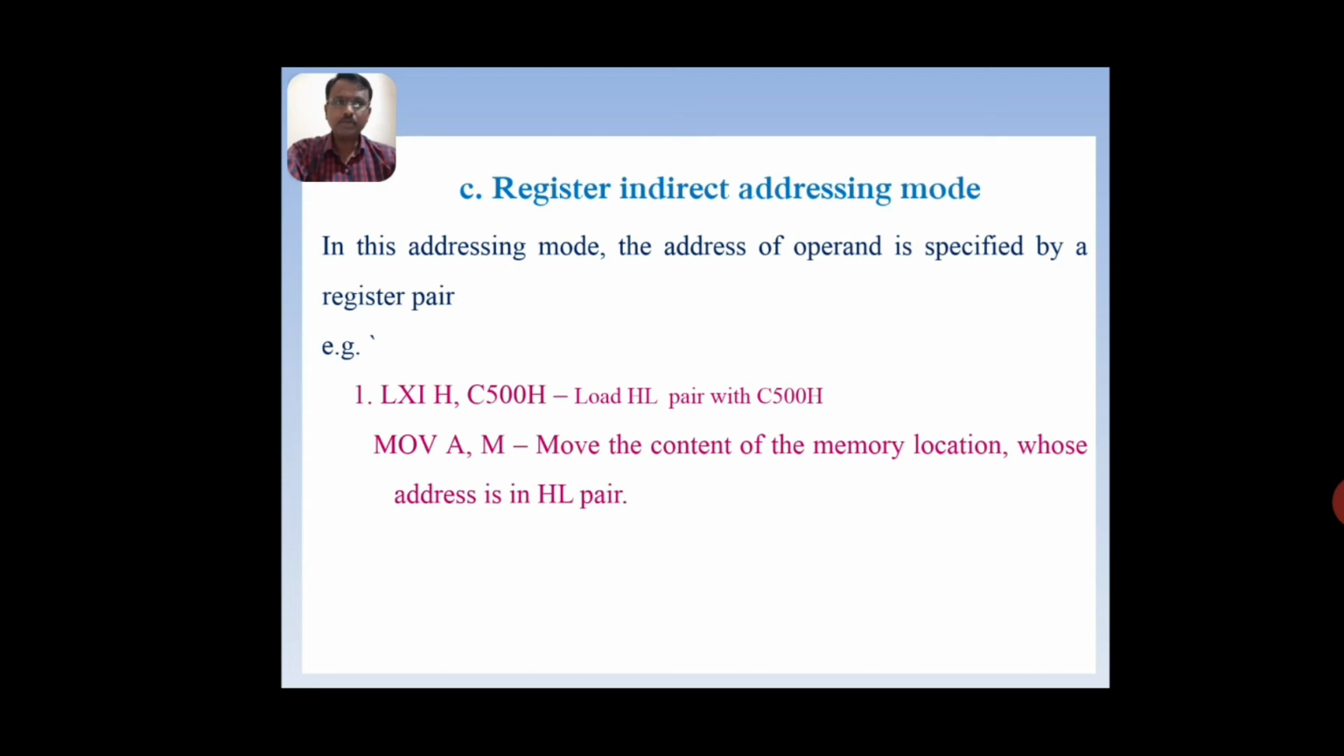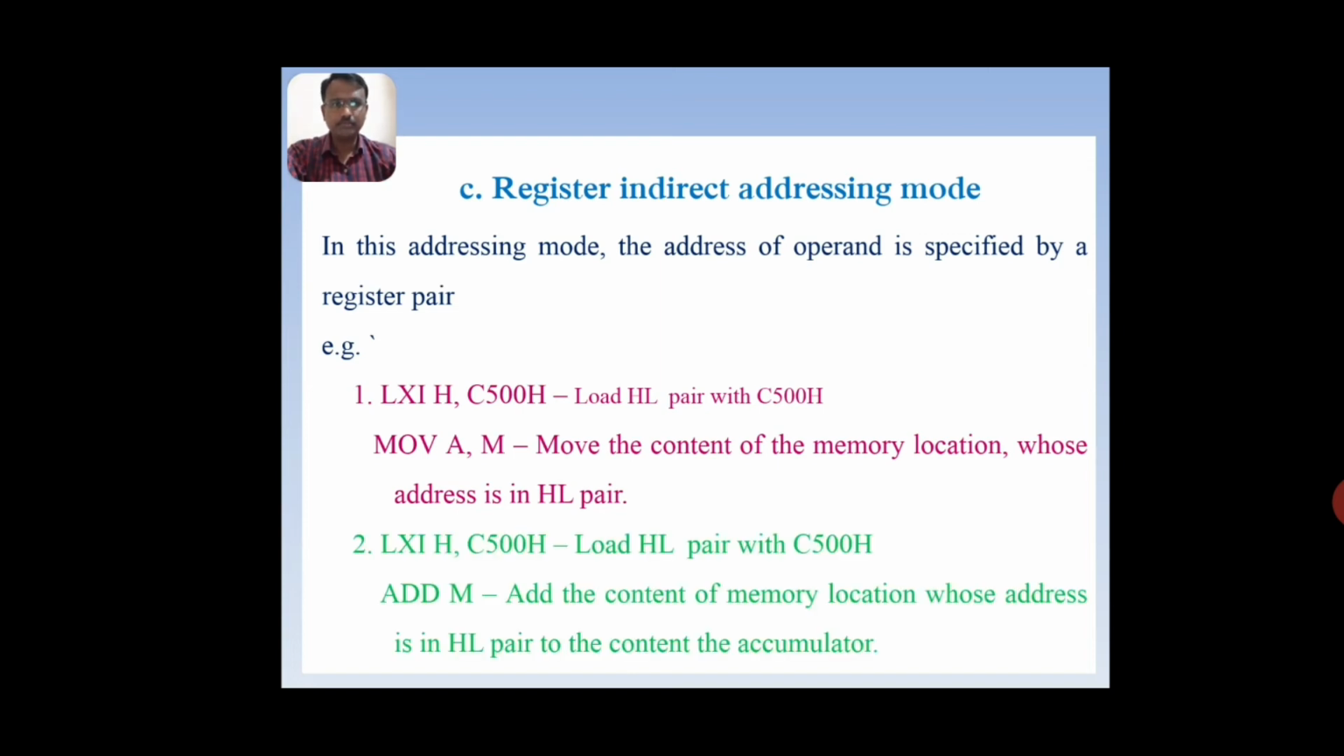Data will move from memory to accumulator. In direct addressing mode also, data will move from memory to accumulator. What is the difference between the first and third addressing mode? In the first addressing mode, the address of the operand was given in the instruction itself, whatever your 8-bit or 16-bit address, that address was in the instruction itself. And now here the address is not in the instruction, it is given indirectly through a register pair. One more example is here.